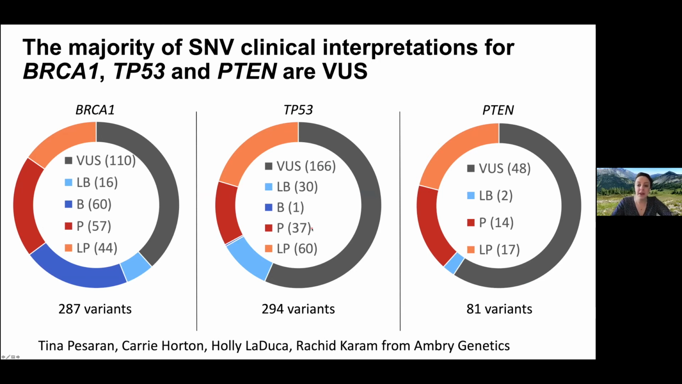So we collaborated with Ambry Genetics and their amazing variant interpretation team, Tina Pesaran, Carrie Horton, Holly LaDuca, and Rashid Karam. And they very generously gave us all of the information that they had for all of the variants that overlapped the BRCA1, P53, and P10 data sets. And you'll notice that for each of these data sets, there are a lot of variants of uncertain significance in each of them.